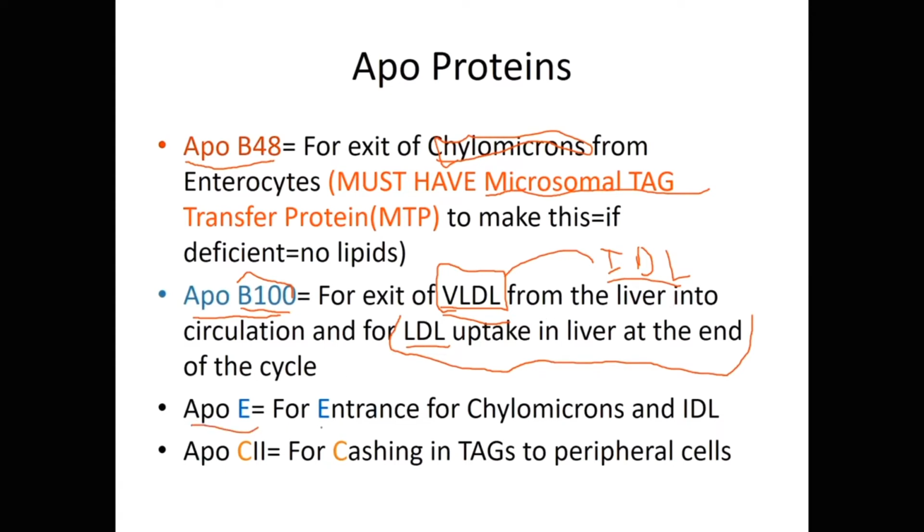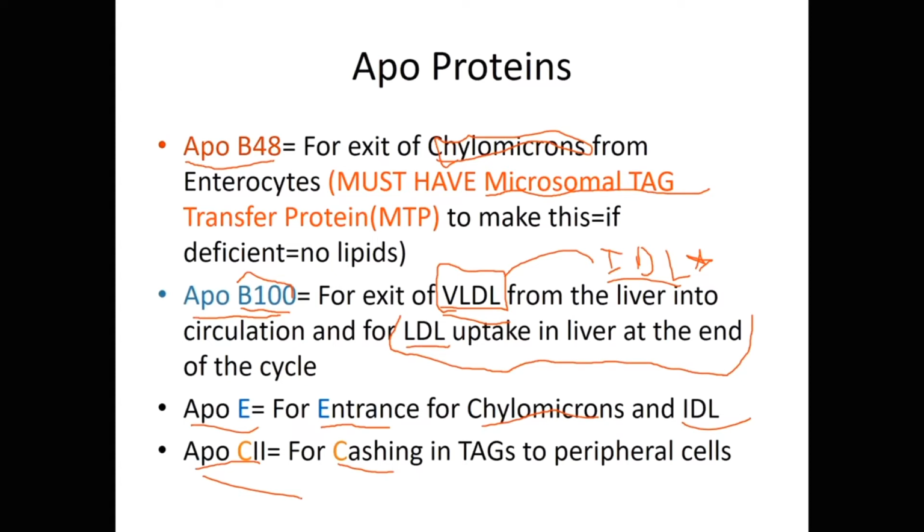So ApoE, this is E for entrance of chylomicrons and IDL, and that's what IDL is reliant on in order to enter into the liver cells. And then ApoC2, and this is for cashing in of your triglycerides in peripheral cells. This apoprotein is required because the peripheral cells have an enzyme known as lipoprotein lipase, and it needs to be activated.